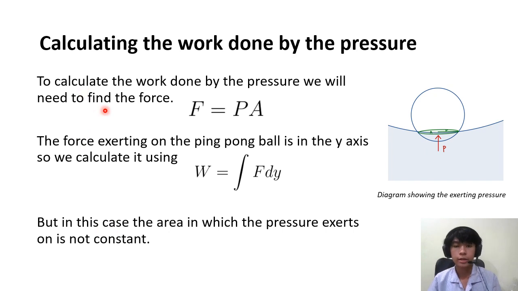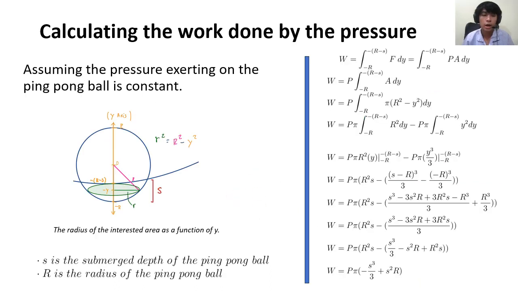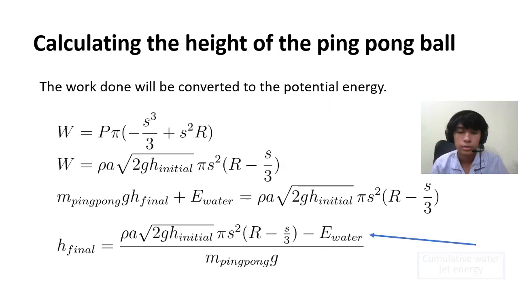And now we can calculate the work done by the pressure by integrating F dy right here. We are also assuming that the pressure exerted on the ping pong ball is constant, so we can solve for this integral. So we will get the equation to determine the final height of the ping pong ball.